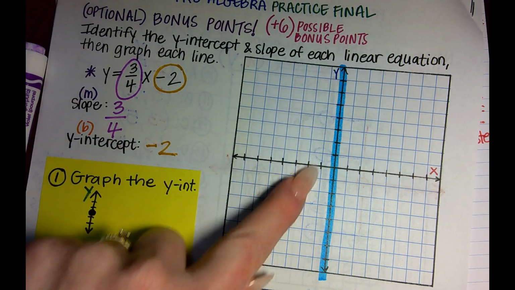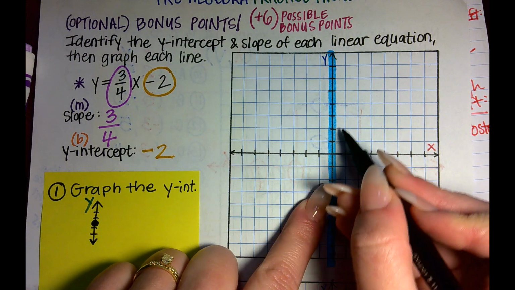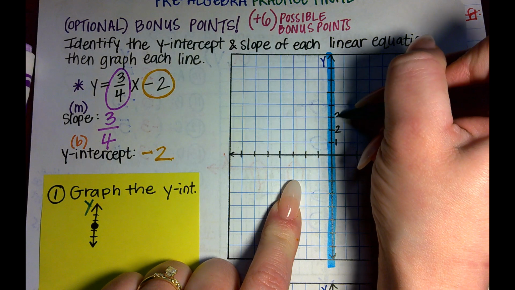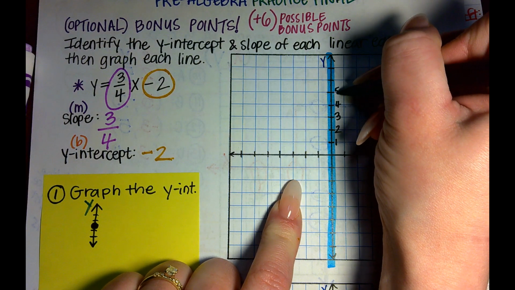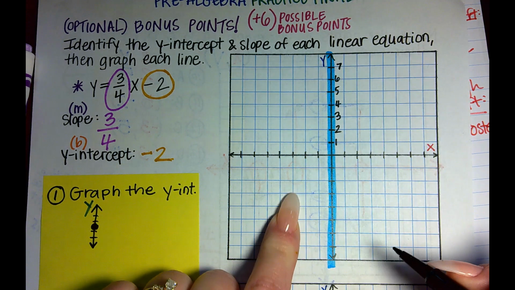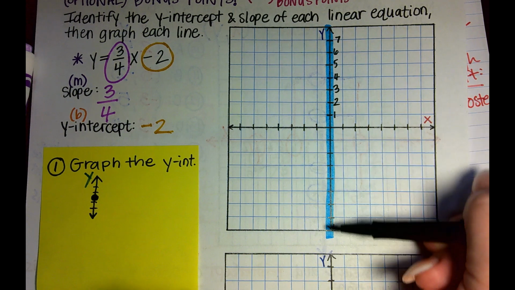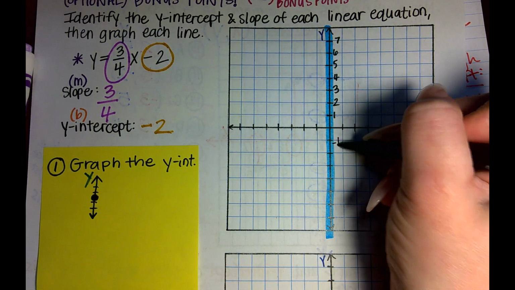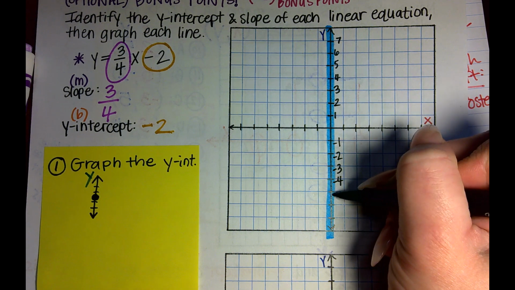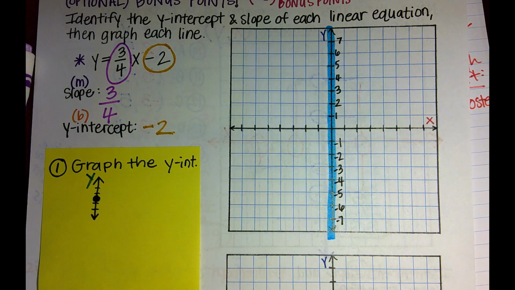So here's our y-axis. This is 0. Our positive numbers go up. 1, 2, 3, 4, 5, 6, 7. I'll label those. And my negative numbers go down. -1, -2, -3, -4, -5, -6, -7.